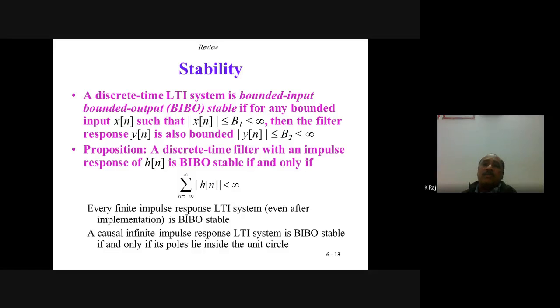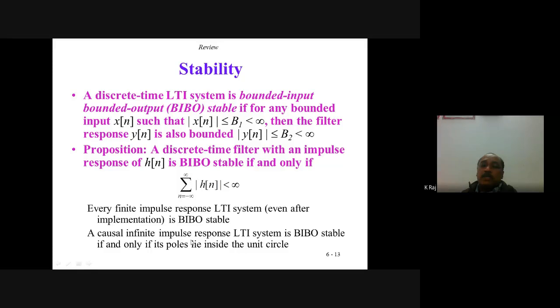h[n] multiplied by x[n minus k]. And if we see this condition, then what is the meaning of this? That is, the impulse response of the system must be absolutely summable. If the impulse response of any system is absolutely summable, only then we can say the system is which type of system? That is the stable system here.